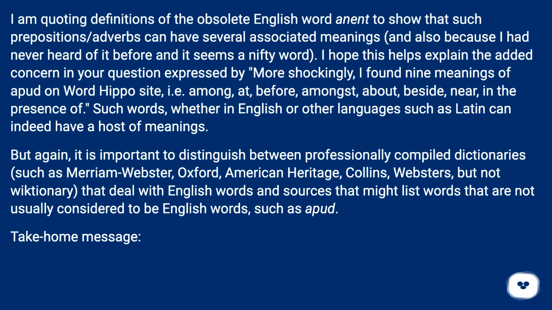I am quoting definitions of the obsolete English word anent to show that such prepositions/adverbs can have several associated meanings, and also because I had never heard of it before, and it seems a nifty word. I hope this helps explain the added concern in your question, expressed by, more shockingly, I found 9 meanings of Apud on Word Hippo, i.e. among, at, before, amongst, about, beside, near, in the presence of. Such words, whether in English or other languages such as Latin, can indeed have a host of meanings. But again, it is important to distinguish between professionally compiled dictionaries, such as Merriam-Webster, Oxford, American Heritage, Collins, Webster's, but not Wiktionary, that deal with English words, and sources that might list words that are not usually considered to be English words, such as Apud.